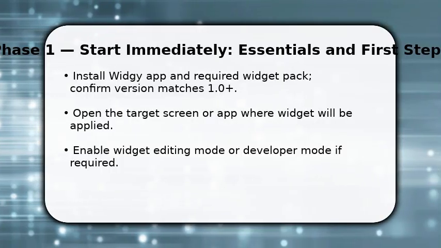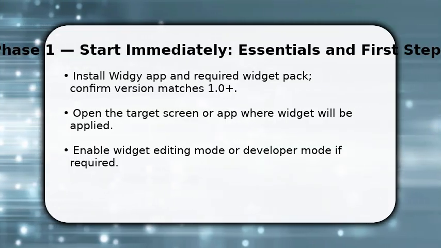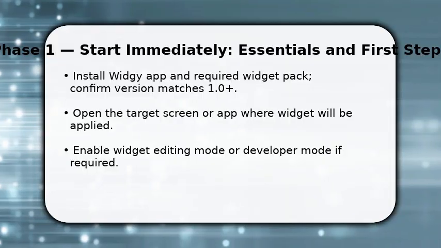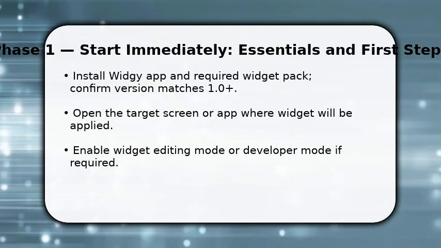You start by launching Widgy and the Destination app. Make sure you have the correct widget pack installed. Once done, open the screen where the widget will live and enter editing mode. This is essential so you can drop content.